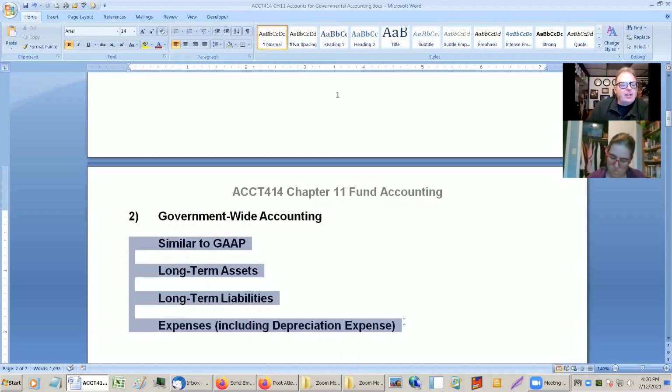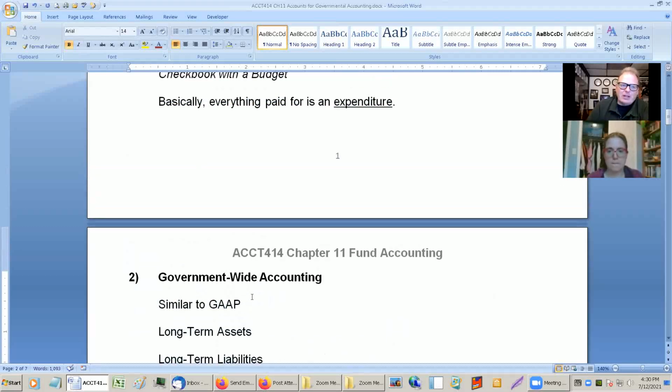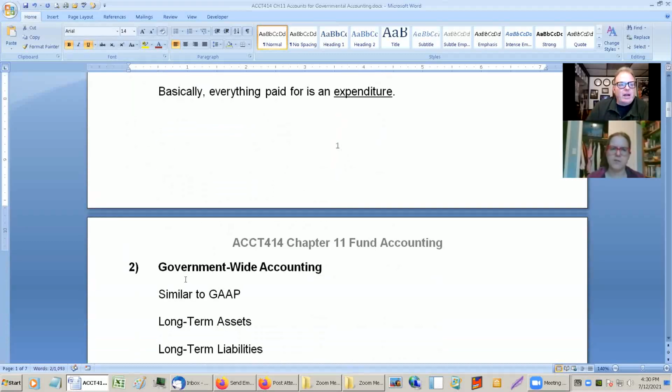So government-wide accounting is fairly familiar. And by the way, it's been around like 20 years, but fund accounting has been around for 200 years.